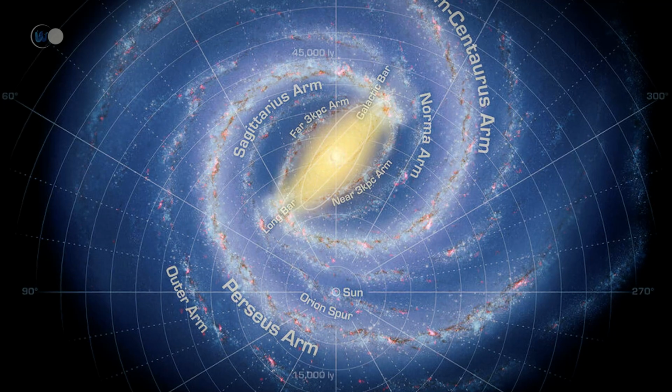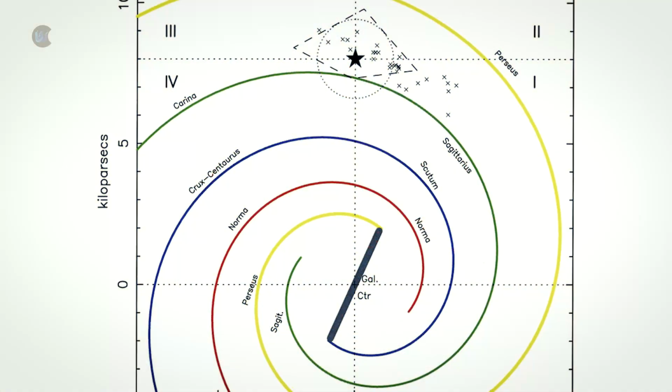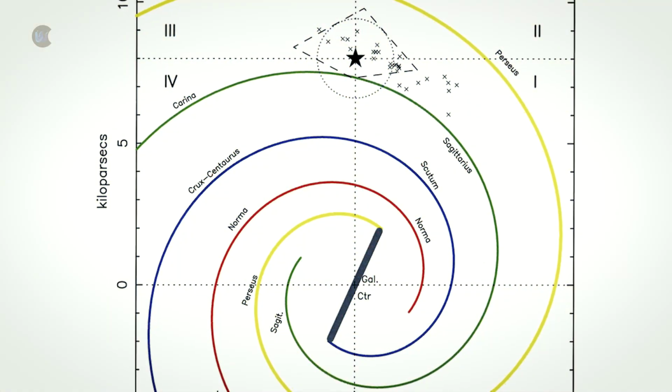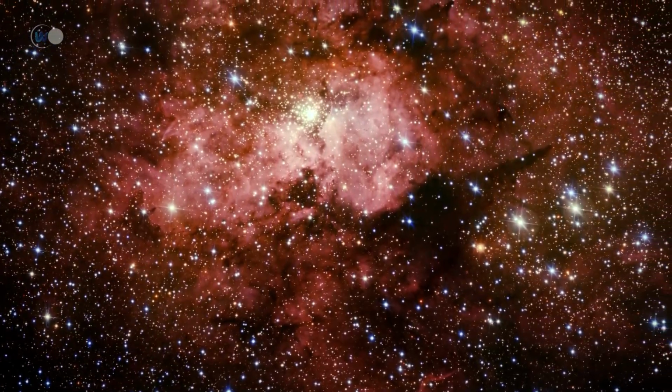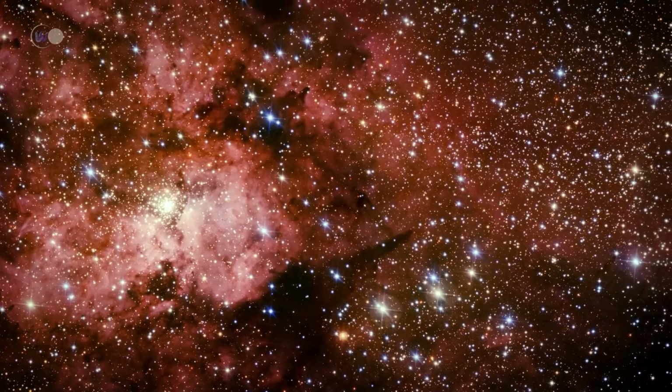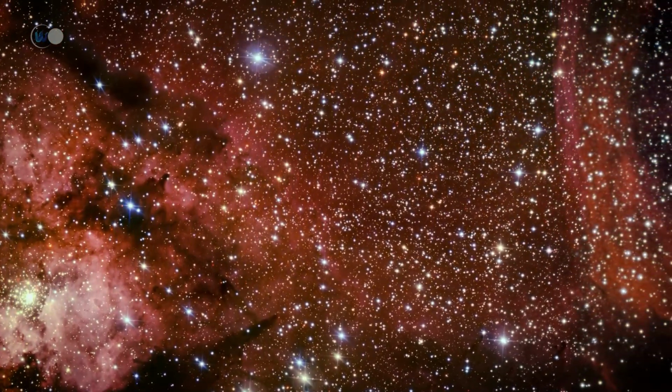The part of the arm that emerges from the central bar is called the Sagittarius arm, while the outermost part is called the Carina arm. Several stellar objects are visible in the Sagittarius arm.